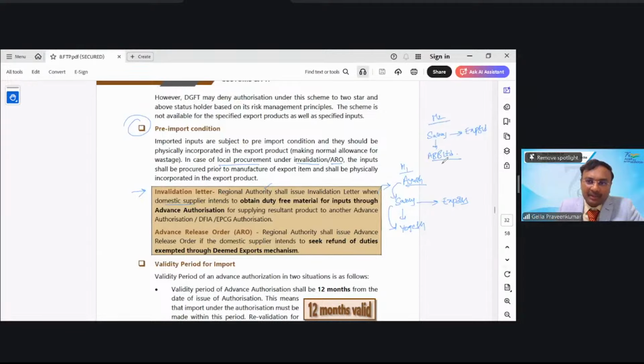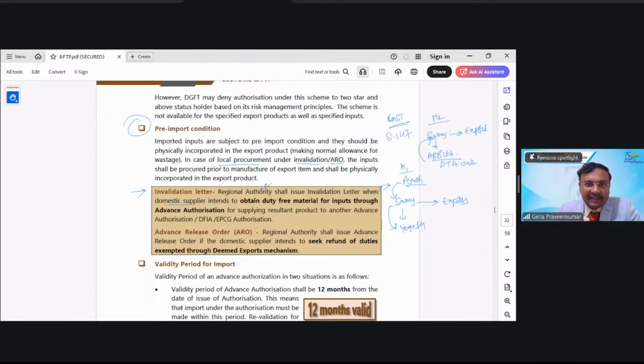ABB Limited is a domestic tariff area unit, a DTA unit. So when goods are purchased from ABB Limited and Swami uses them and then exports, there is GST which will be charged by ABB Limited. This will be exempted under Section 147 of the GST law. Section 147 deals with deemed exports.